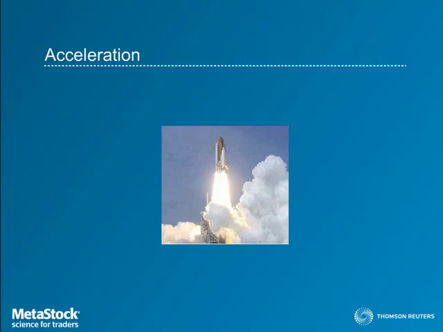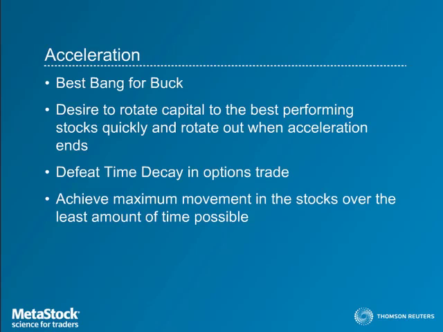So a couple of points before I show you what they look like in MetaStock. It's really his whole concept: he's looking for the best bang for the buck. His desire is to rotate capital to the best performing stocks, stocks that work really, really well, and rotate out when the acceleration ends. He's looking for this acceleration period. Now, he's an options trader.